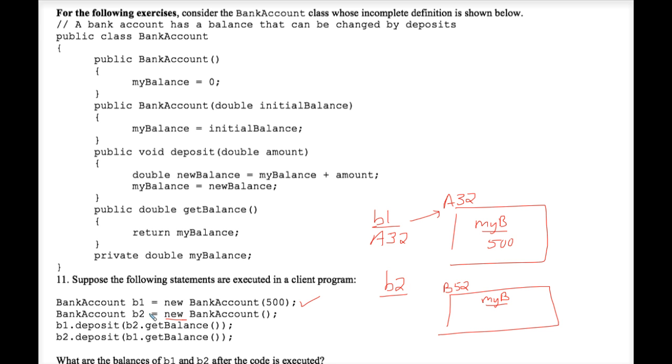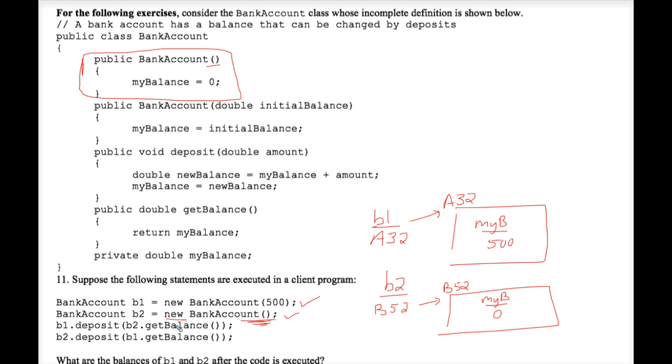And the balance for b2, well, let's check it out. We are calling the default constructor here because of these empty parentheses. We look up here at this class and we do find, unlike the previous worksheet, we do find a default constructor. We know that's the default constructor because it has empty parentheses, just like the call statement that I'm currently executing. So let's do what it tells us to do inside this default constructor. Oh, myBalance = 0. So b2, which is really the memory address B52 that points over here to this object, has a balance of 0. Phew, all that work just for 2 lines of code.